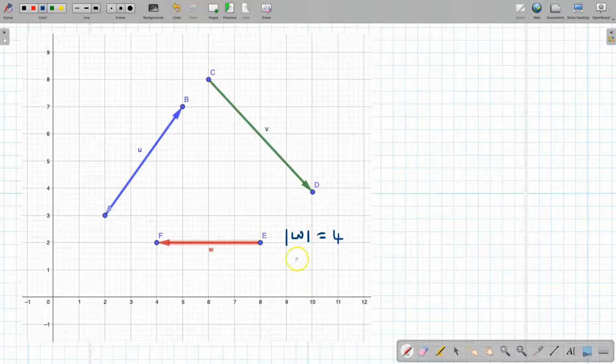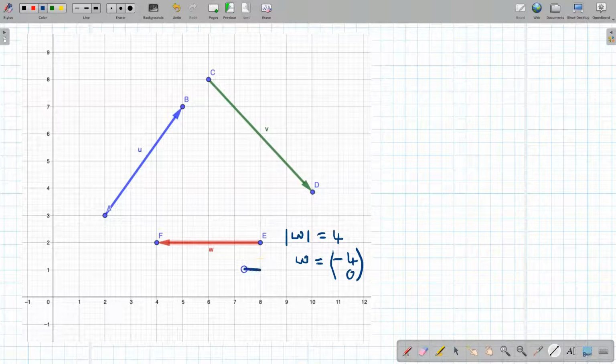And vector W is -4 and 0. So what if I wanted to do 1 unit along? Well, what I would do with this is I would just go along, instead of going along 4 units, I just go along 1 unit. It gives me that. So the unit vector is -1, 0, and the magnitude of that is 1. And you can see it's going in exactly the same direction as vector W. It's parallel to vector W.